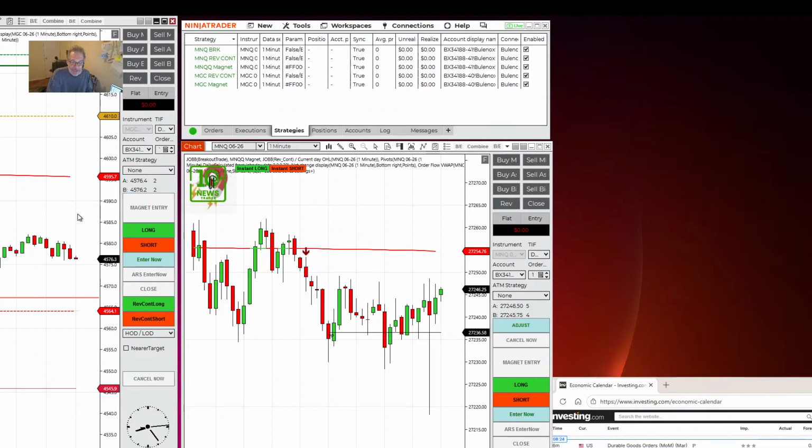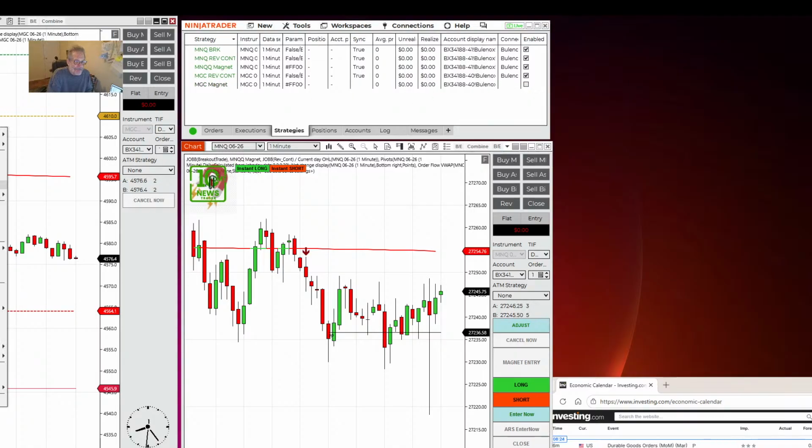When price hits that area, the magnet entry button blinks purple. If you then press the button, it puts you in the trade. Remember, we set up the trade. I chose the number of contracts, I chose the target, I chose the stop. That was done inside of the magnet software.